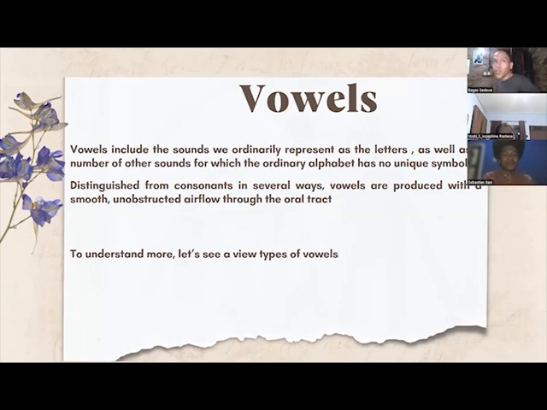Vowels. Vowels include the sounds we ordinarily represent as the letters A, E, I, O, U, as well as a number of other sounds for which the ordinary alphabet has no unique symbols. Distinguished from consonants in several ways, vowels are produced with a smooth, unobstructed airflow through the oral tract. To understand more, let's see a few types of vowels. They are A, I, U, O, and then E. Let's go to the next slide to learn more about the vowels.